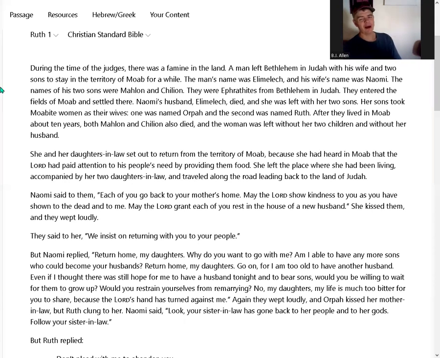After they lived in Moab about ten years, both Mahlon and Chilion also died, and the woman, Naomi, was left without her two children and without her husband. She and her daughters-in-law set out to return from the territory of Moab because she had heard in Moab that the Lord had paid attention to the people's need by providing them food. She left the place where she had been living, accompanied by her two daughters-in-law, and traveled along the road leading back to the land of Judah.